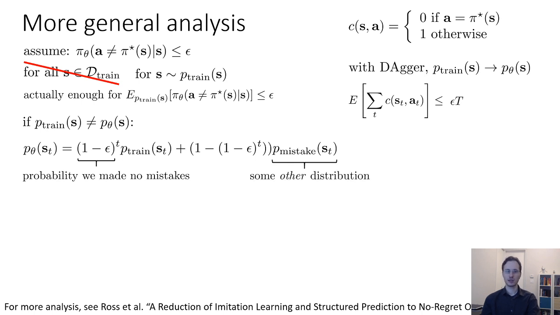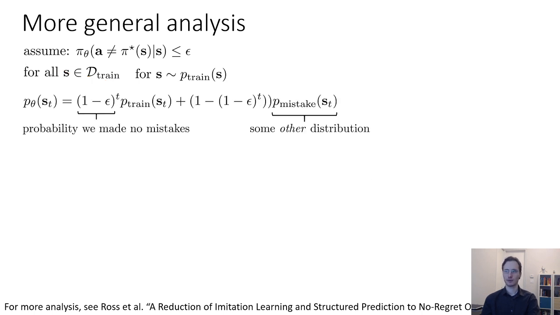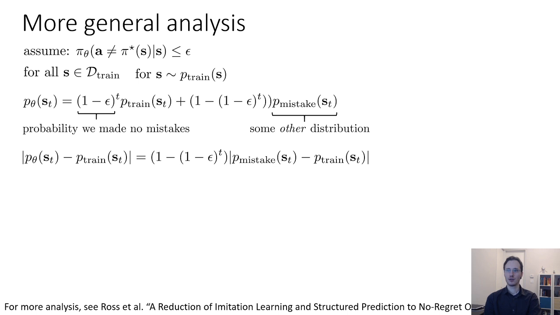Now in general, we can't say anything about p_mistake. So for p_mistake, we might have arbitrarily large probability of additional error. So what we can do is we can bound the total variation divergence between p_theta(s_t) and p_train(s_t). Total variation divergence is just the sum of the absolute values of the differences between the probabilities over all the states.